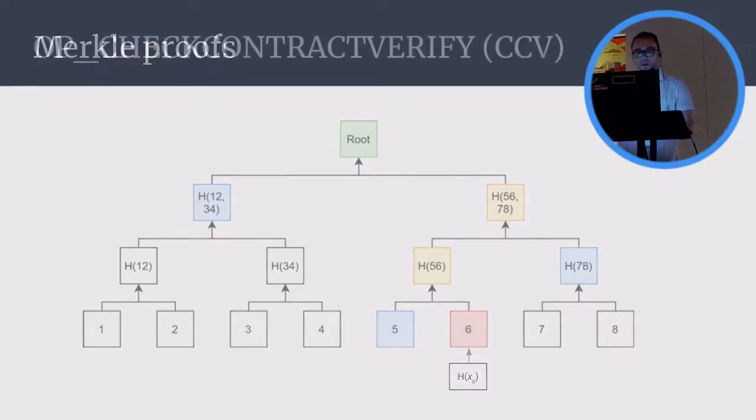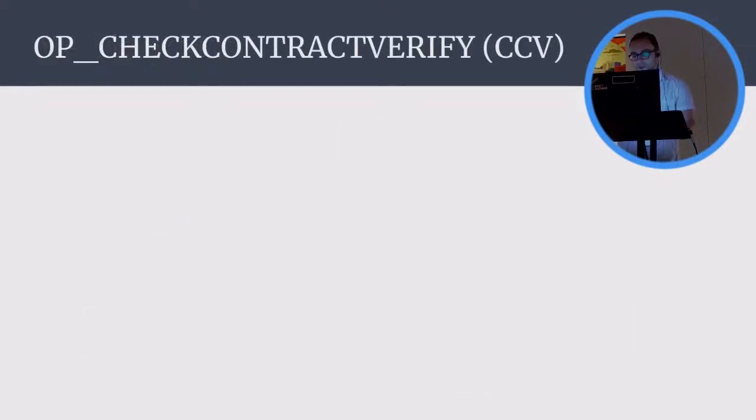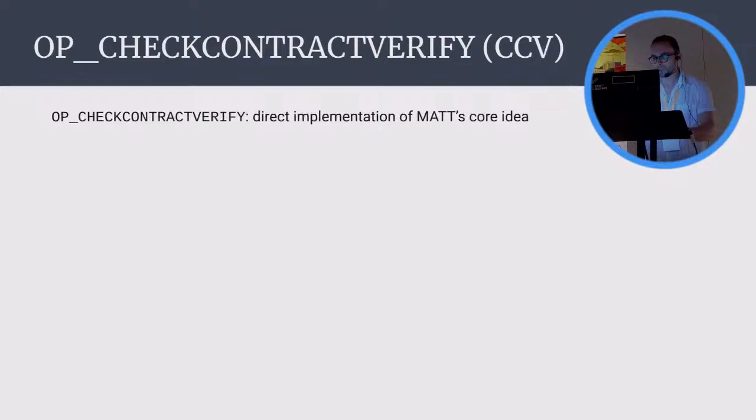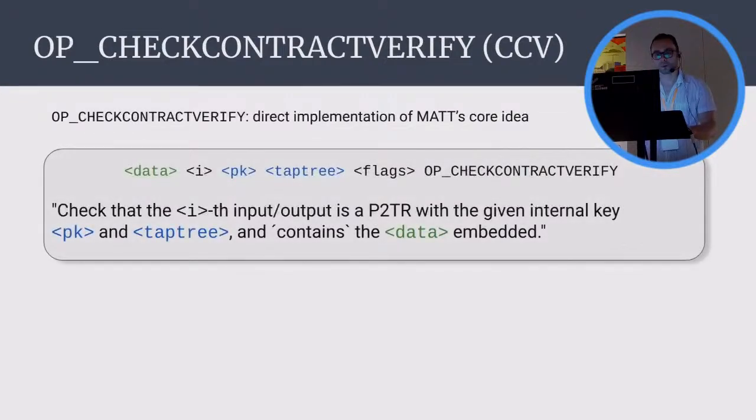I've been talking about math as the idea, and Johan's implementation was based on this opcode called check contract verify. I like to keep them distinct because check contract verify is just one possible implementation of the idea. It's a very direct implementation which allows working with these ideas very quickly, but it's not the only way, and I'll show some other examples of how we could get there. So what does the opcode do?